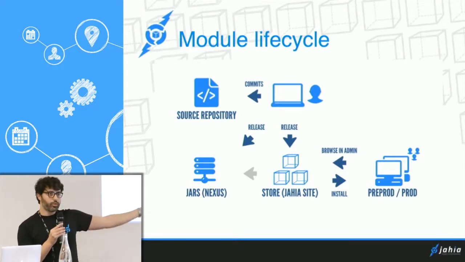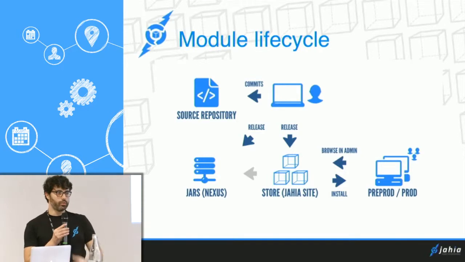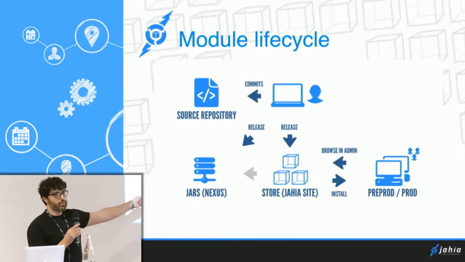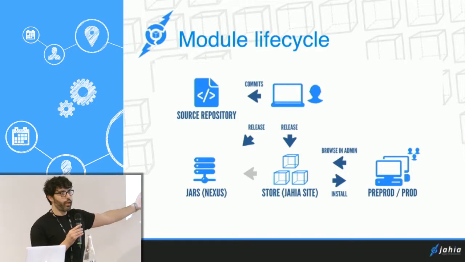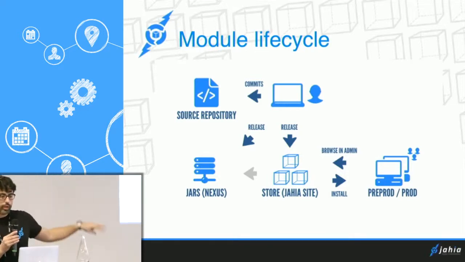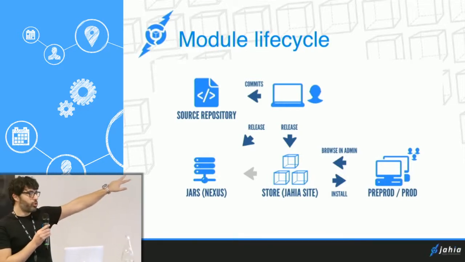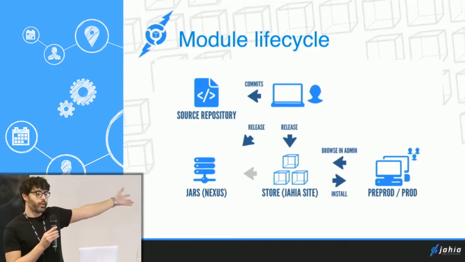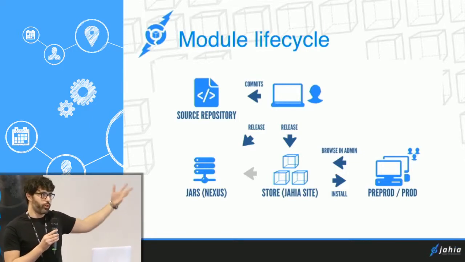So either you go through the App Store, and we're going to demo that, but if you don't want to use the App Store feature, you can directly release to a Nexus or another Maven repository and use that without the App Store, and of course you won't benefit from all the features of the App Store that we're going to see. But that's why we have the two arrows, the two release arrows from the development environment, because you can completely bypass the App Store if you don't want to use it.